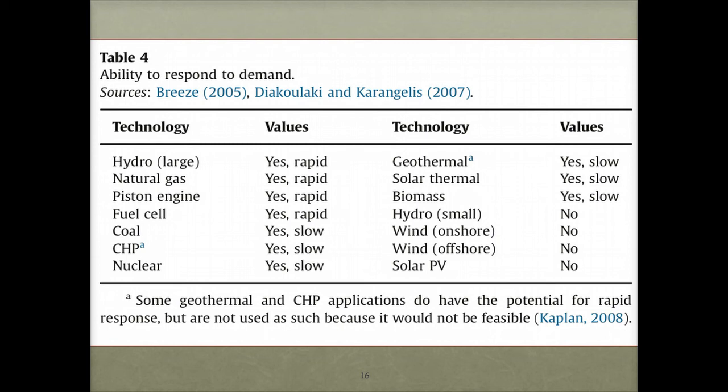This is a qualitative indicator, which Maxim turns into a quantitative indicator by assigning a score of 1 to values of yes, rapid, 0.5 to yes, slow, and 0 to no. Intermittent renewables get a no value, and baseload generators get values of yes, although some, like coal and nuclear, are slow to react to changes in demand, while natural gas and hydro can react quickly.